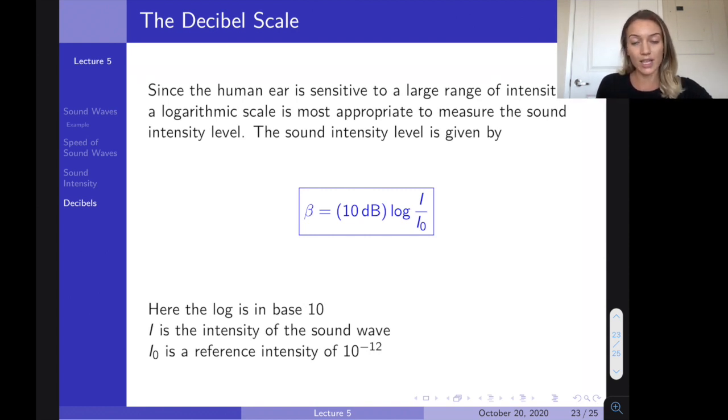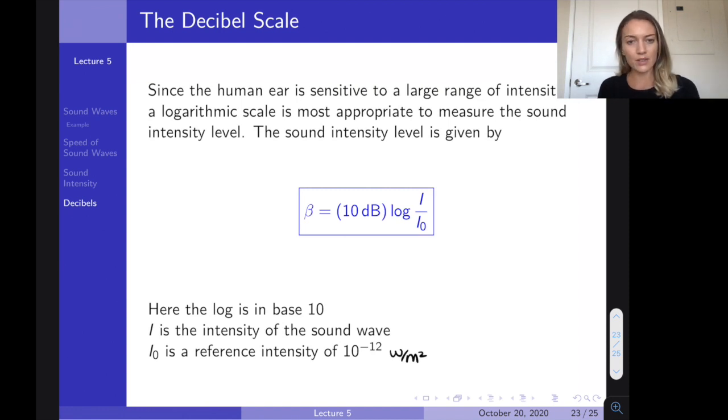Whenever you see a very large range, it's usually a good idea to use a log scale. So the decibel scale is a log scale. And the sound intensity level is denoted by beta here. So beta is equal to 10 decibels times the log of the intensity of the sound divided by some base intensity. This is usually the threshold of human hearing, which is given by 10 to the negative 12 watts per meter squared. And the log here is in base 10.